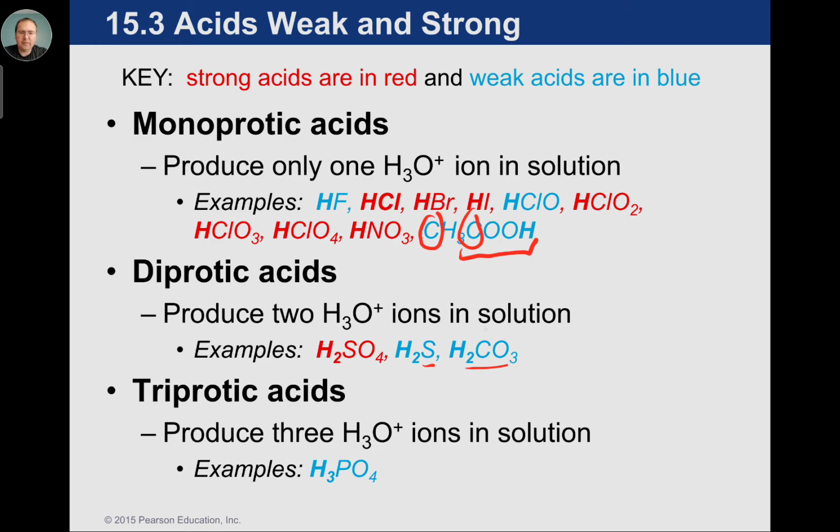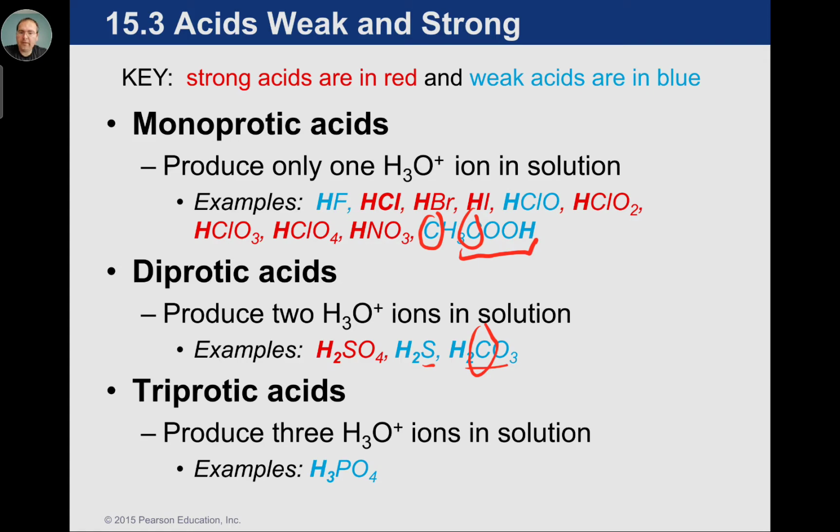This one, easier to think weak because it has carbon. Most carbons are non-electrolytes, and this one happens to be a carboxylic acid, carbonic acid specifically, and that makes it weak. H2SO4, very strong. It has a big ion, and that's battery acid. That's sulfuric acid, very strong.